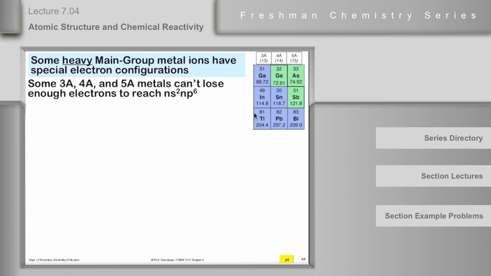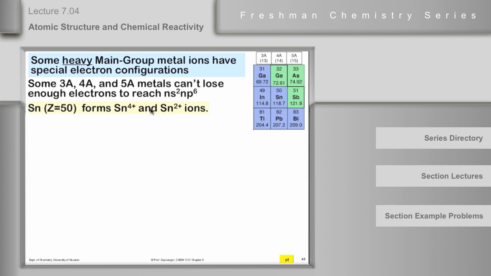I have reproduced part of the table right up here to remind you. These elements are too far from the noble gases to lose or gain electrons to reach one of the noble gas electron configurations. It's just energetically not feasible. So other things become determining then. And I'm going to use tin as an example because it's an easy one to appreciate.